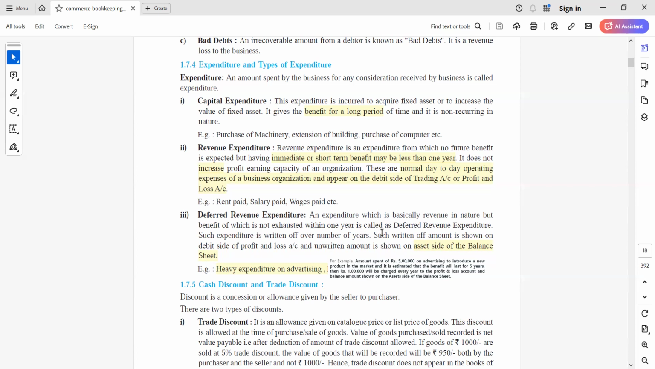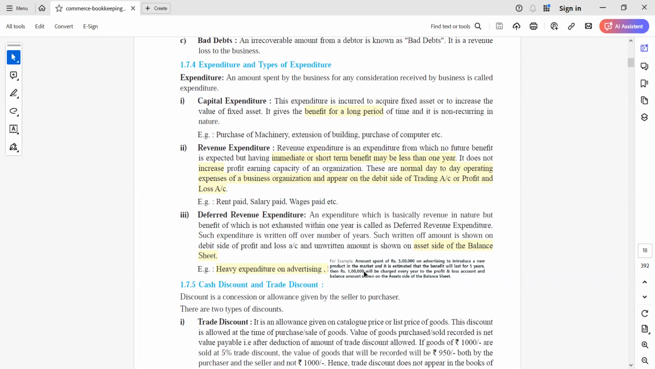Such expenditure is written off over a number of years. Such written off amount is shown on the debit side of the profit and loss account, and the unwritten amount is shown on the asset side of the balance sheet. Okay, heavy expenditure on advertisement. Normally, you see, these are expenditures of a capital nature, but this does not increase any fixed asset, meaning it does not have a tangible value. Like an advertisement expenditure. Okay, so you paid a heavy advertisement expenditure.